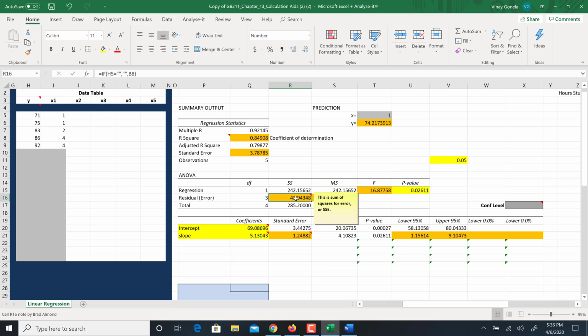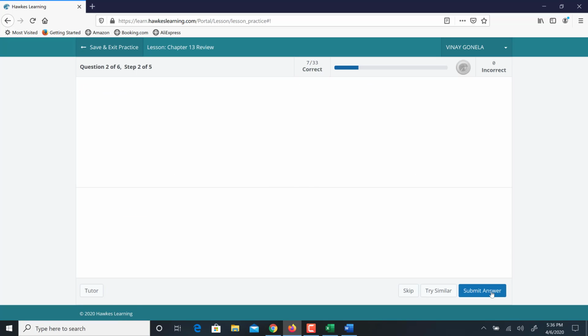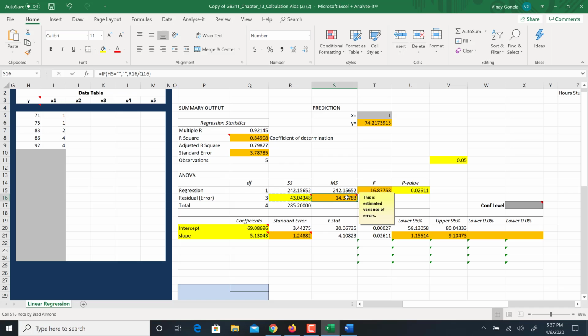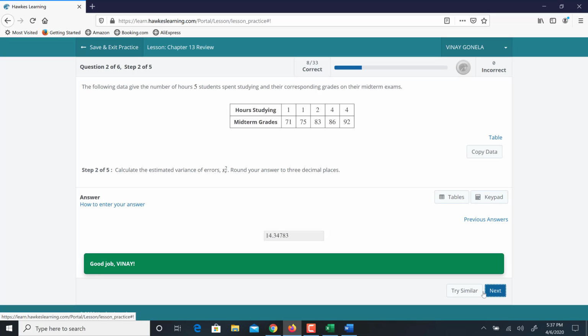So the sum of the squares of error is this one, so that is this value. I will copy that and paste it here. And then the estimated variance of errors, SE squared. So estimated variance is this one. If you see, this is the estimated variance for error, so you will be using the mean square error as the estimated variance. So you will copy that, 14.34.